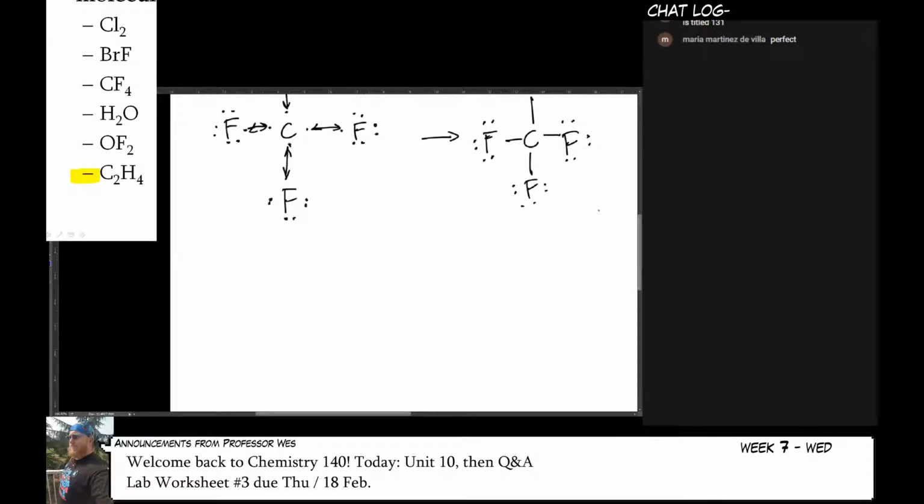We've got H2O. So oxygen has 6 valence electrons. Hydrogen only has 1 valence electron, but that's fine because it only needs 2. So we're just going to share these 2 and these 2.